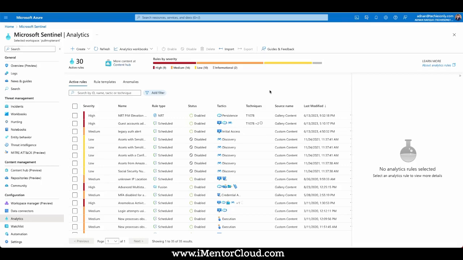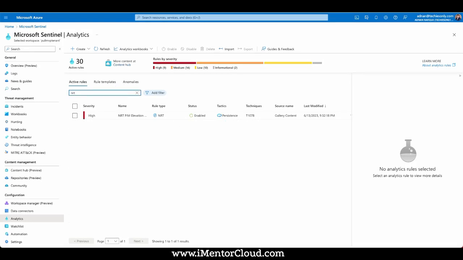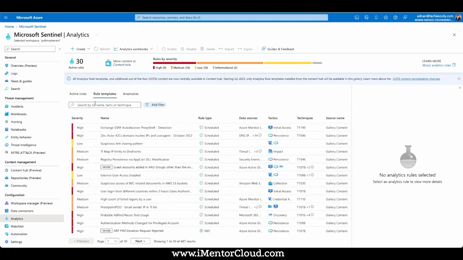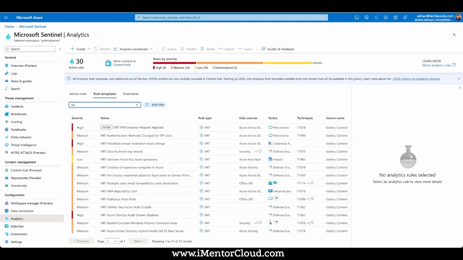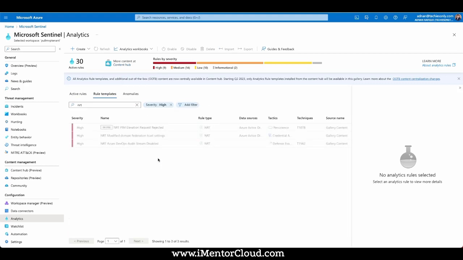In the previous lab, we went through the near real-time privilege elevation, or PIM elevation. Let's look it up. What do we have in the template? NRT. And in the NRT, we have to look for first the high severity. The one we already configured says it's already in use.